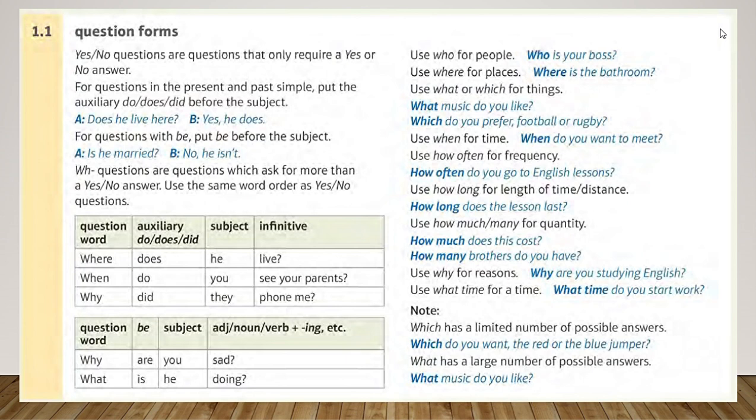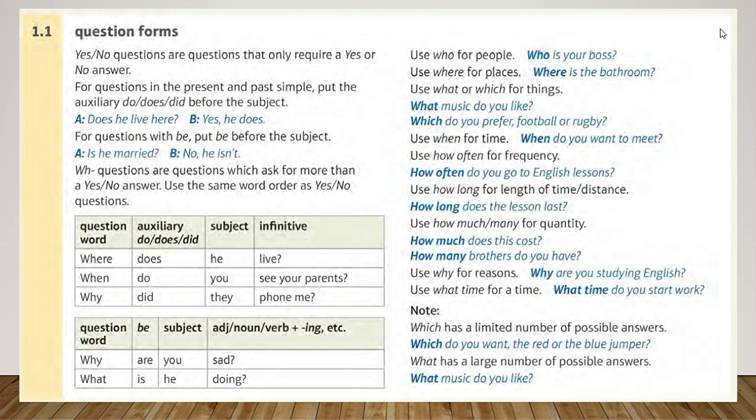And so for verb to be. Why are you sad? Right? What is he doing? So this is very important, okay? When we ask questions with verb to be, you tend to be confused, because you don't know what follows verb to be.